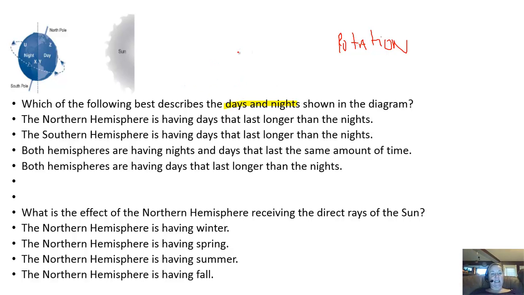Okay, so this is actually a day and night and a season question, because we know that in the summer, right, we have longer days and shorter nights. We know here in Texas that in the summer, daylight can stay out till almost 10 o'clock at night. So, in the summer, the northern hemisphere is experiencing summer, and the southern hemisphere, which is tilting away from the sun, is experiencing winter. So the northern hemisphere is having days that last longer.